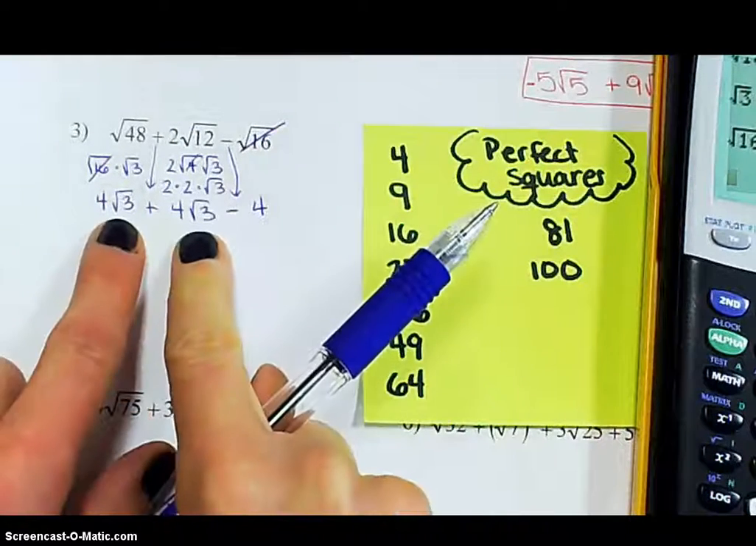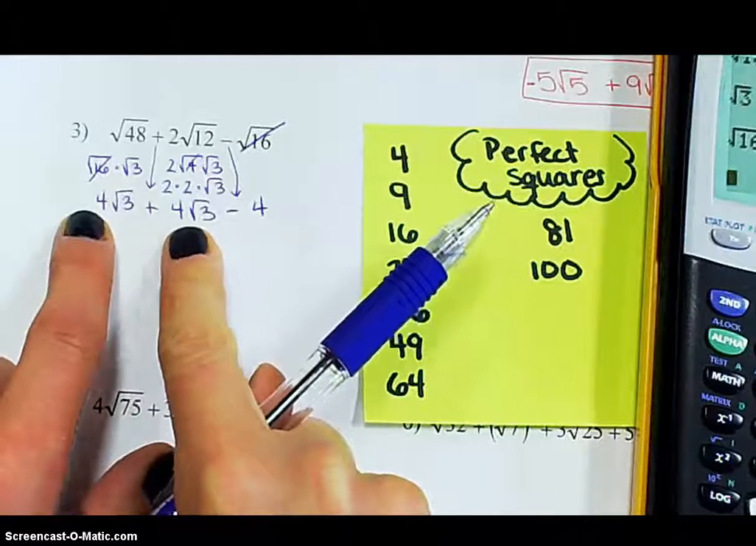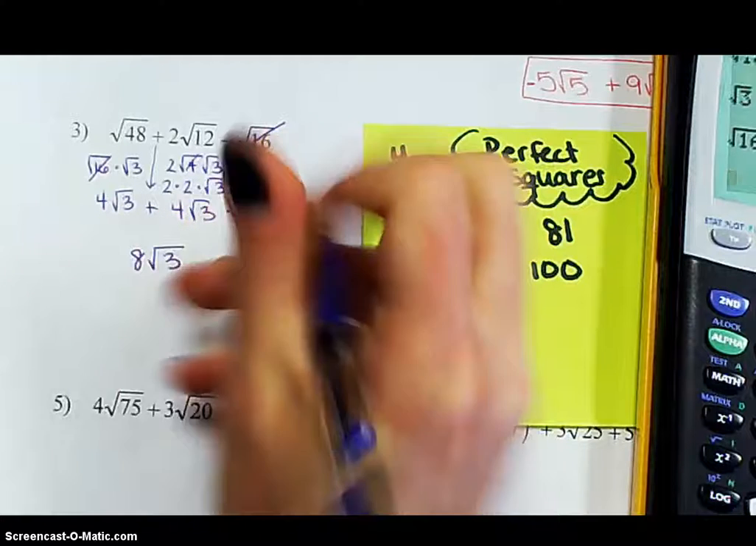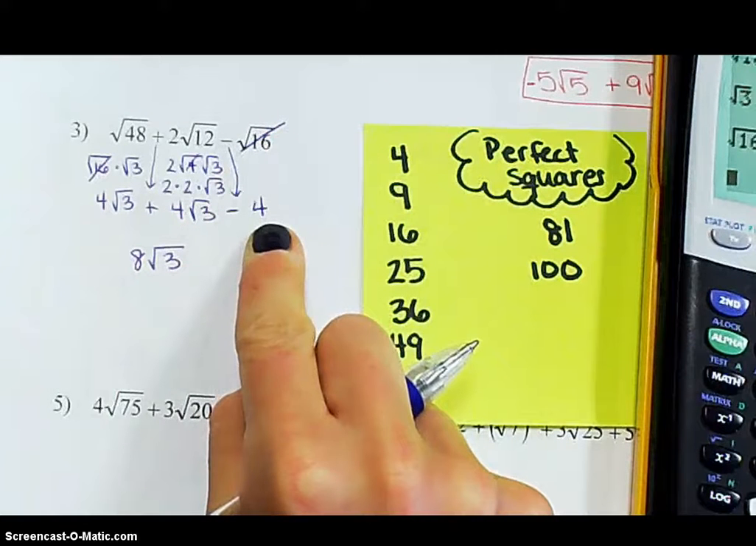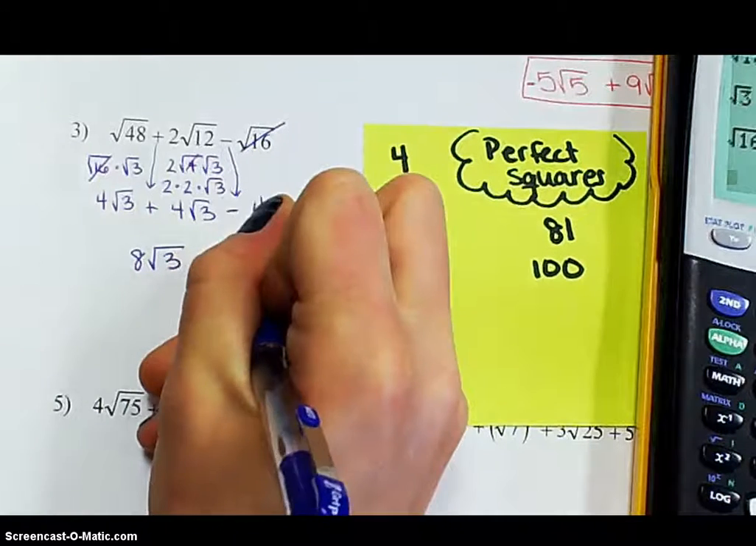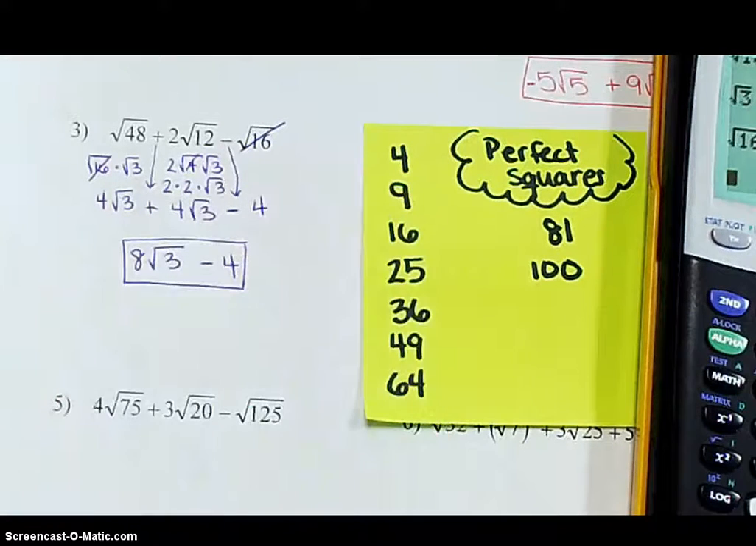Now, can we combine these? Do they have the same radicand? Yes, they do. So radical 3, radical 3. So 4 plus 4 is 8 radical 3. Now this 4 over here has no radical with it, which means it's unlike, so it just stays at the end. And that is our final solution.